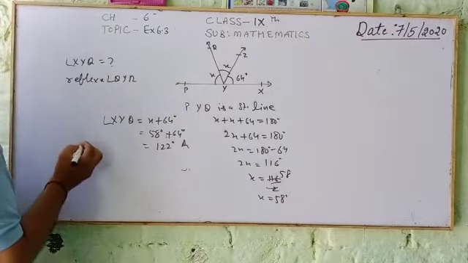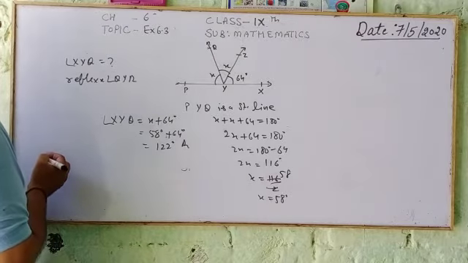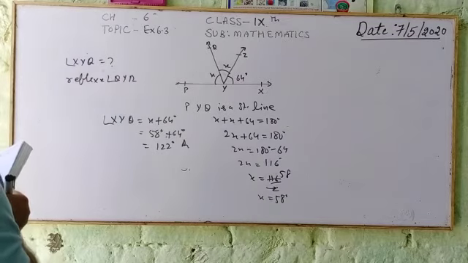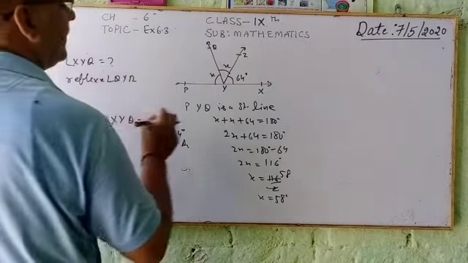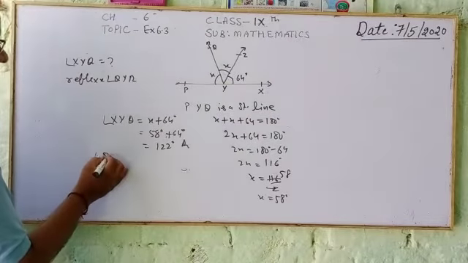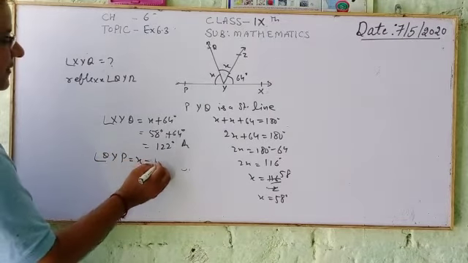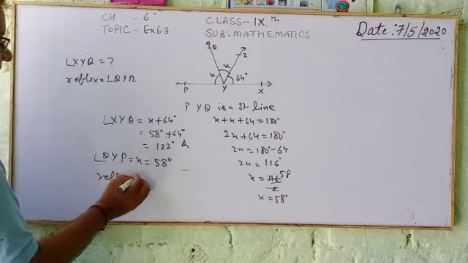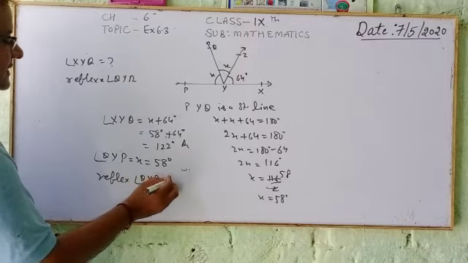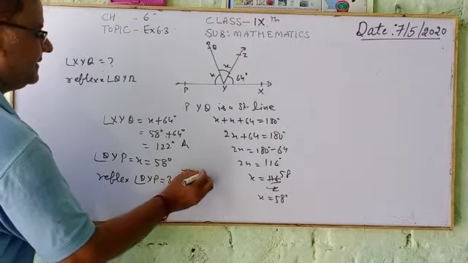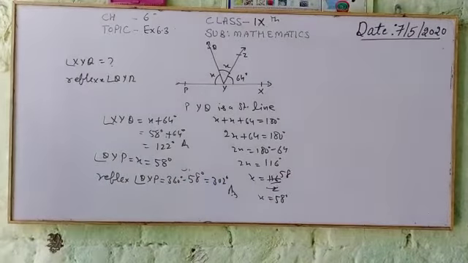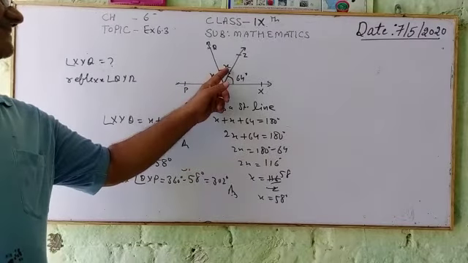And reflex of QYP, QYR. We are given that reflex of QYP becomes x. QYP equal to x equal to 58 degree, and reflex angle QYP equal to 360 minus 58, that is 302 degree. We get an answer.